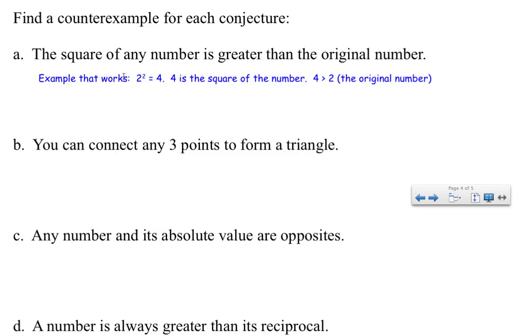Okay, so here I am, the square of any number is greater than the original number. And I say, look, if I take 2 and I square it, I get 4. 4 is the square, and 4 is greater than 2, which was the original number. This always works. And what your job is going to be is to figure out a counterexample. So you're going to try and find a number that when I square it, the result is not greater than the original number. So I'll let you work on that.